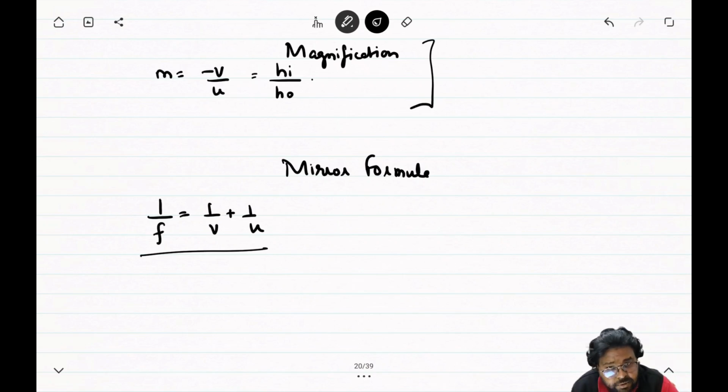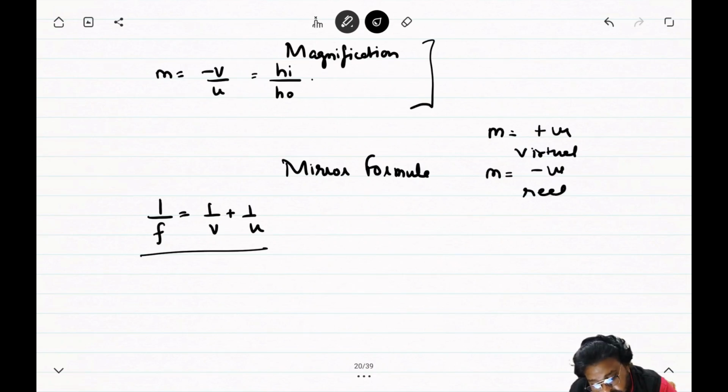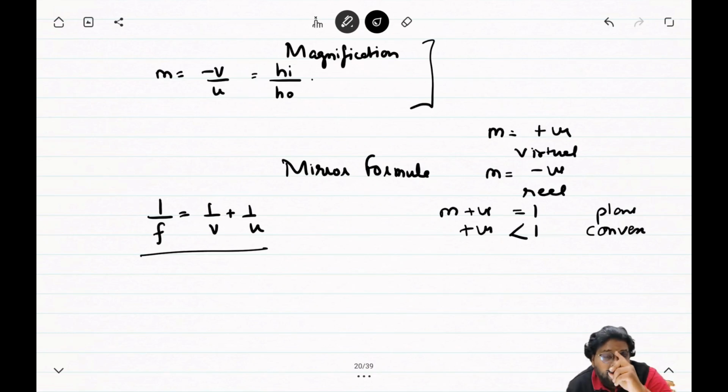Let me give you some insight about the magnification also. If m is positive, that means height of image is positive and object is also positive. That means we are getting a virtual image. If m is negative, we are getting a real image. If m is positive and equals 1, it is a plane mirror. If m is positive and smaller than 1, it is convex, because in a convex mirror we always get a diminished image. And if it is positive and greater than 1, we are getting a concave mirror.